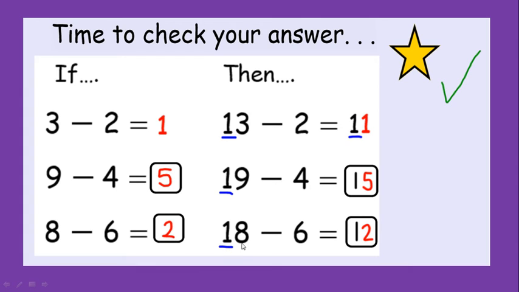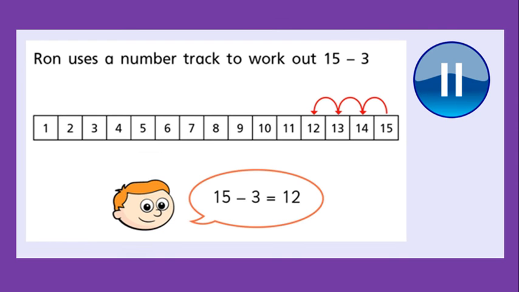So 18, there's the extra 10, 18 take away 6 must be 12, because it needs to have that extra 10 in the answer, because we're working with an amount that's got an extra 10 in it, so it has to still be there. Okay, so well done if you got those answers correct.